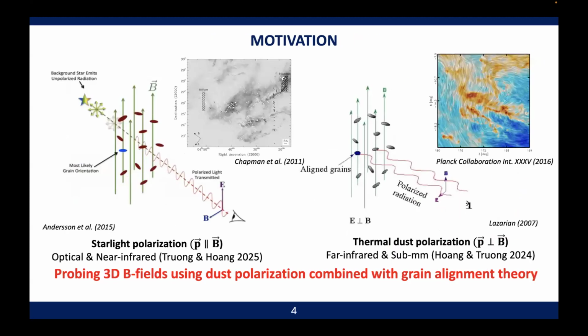So this brings us to the motivation for developing a new technique. Here, we develop a new technique to trace the 3D magnetic field using the dust polarization degree combined with the realignment theory. And this new technique can be used not just for polarization from starlight absorption that we see in the optical and near-infrared wavelengths, but also for polarization from thermal dust emission that we can observe at far-infrared and sub-millimeter wavelengths.